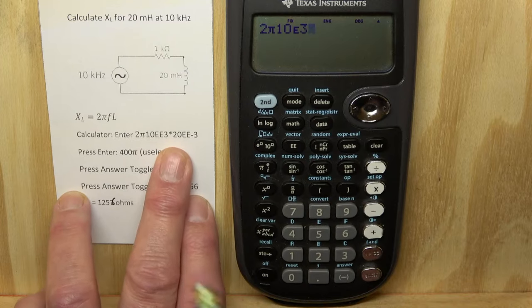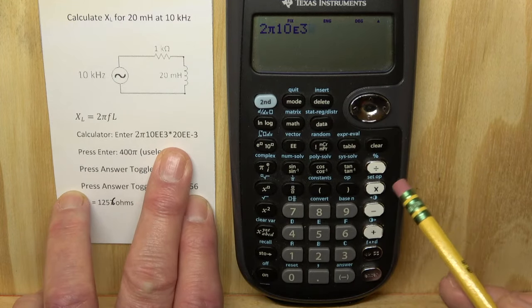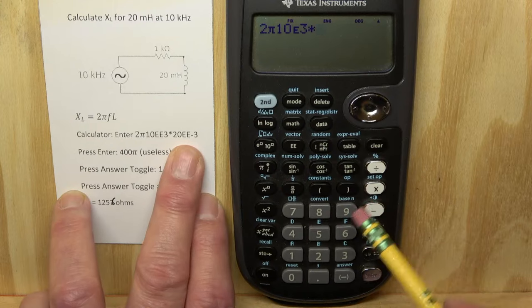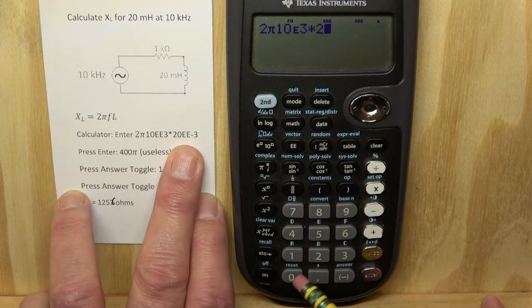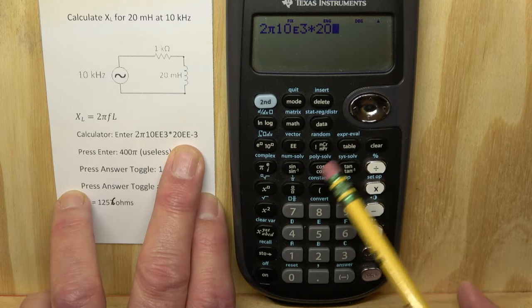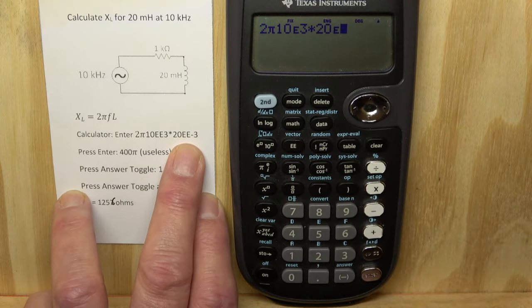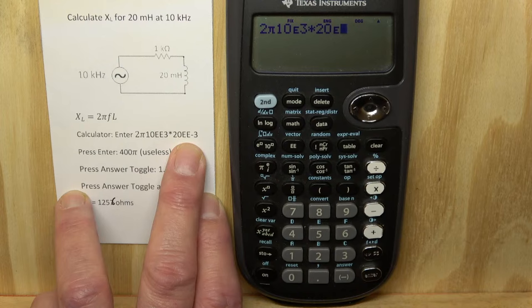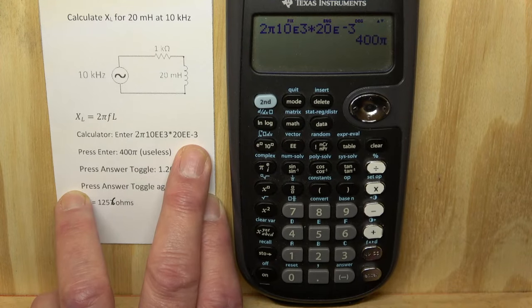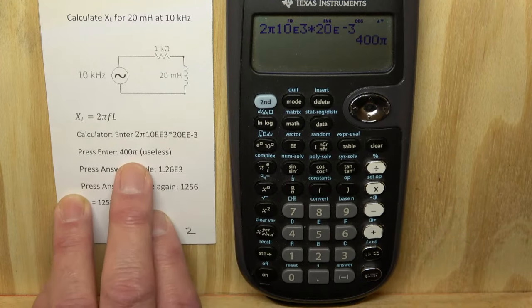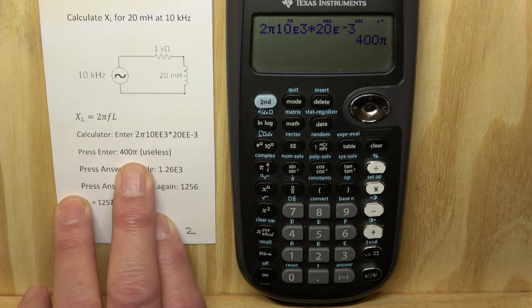All right, then we have to multiply it times the inductance. The inductance is 20 millihenries, so it's going to be 20, exponent entry, EE, and millihenries is to the minus third. So I'm going to put in the negation key, 3. If I didn't mess this up while I was talking, it comes out to be 400 ohms.